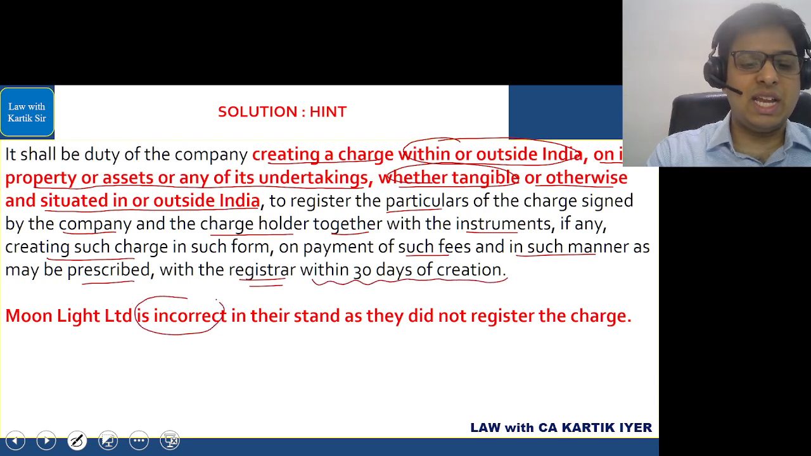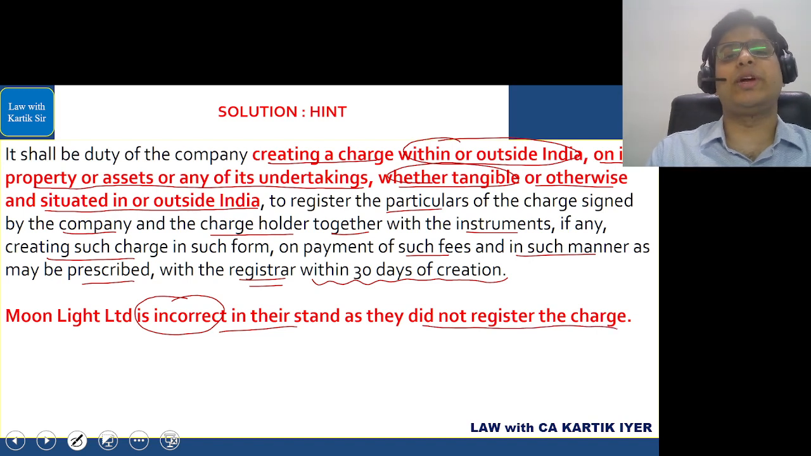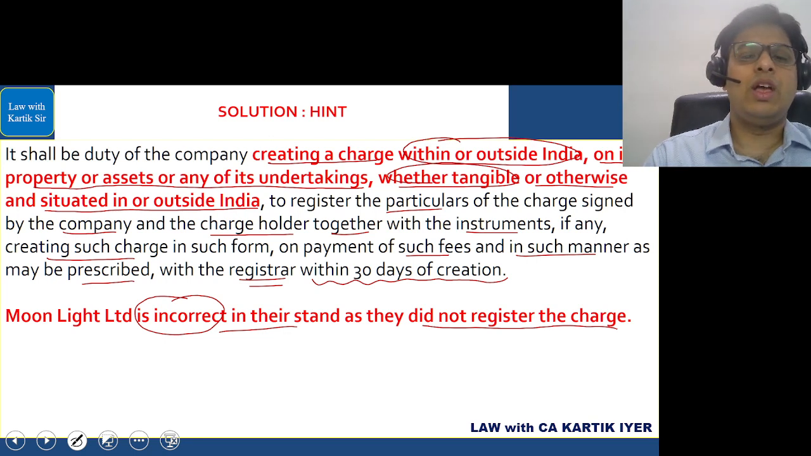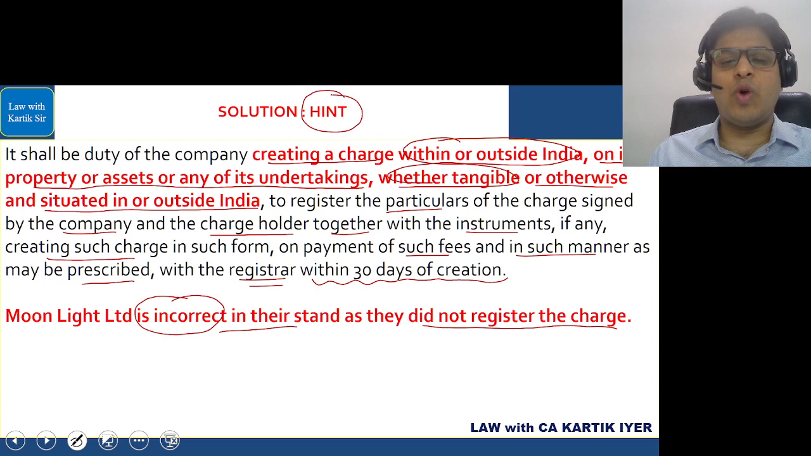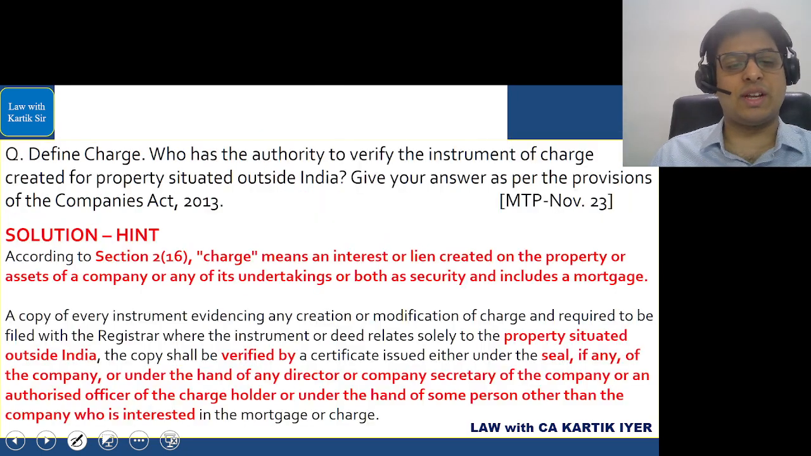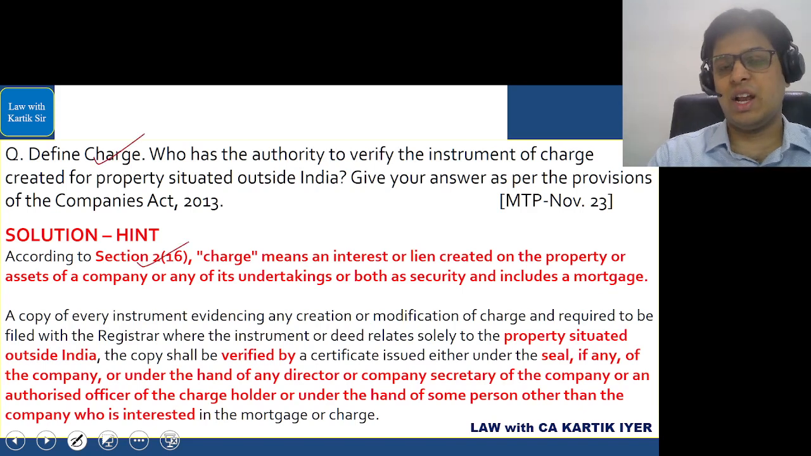Moonlight Limited is incorrect in their stand as they did not register the charge, because even though the property is situated outside India, they should have registered the charge. Okay. I am giving the hint of the answer here. So you understand what is the crux of the matter that should definitely appear in your paper, so that you stand a chance to score excellent marks in the examination. So you should definitely write this part. Okay, let's go further. Define charge, which you very well know, section 2 clause 16, we had done it earlier.